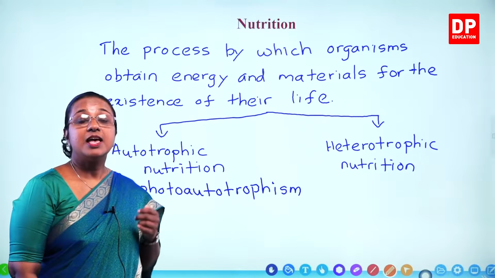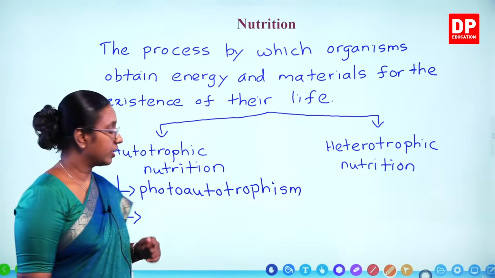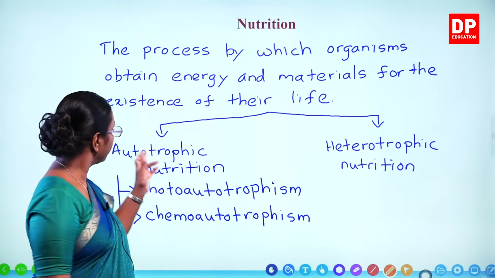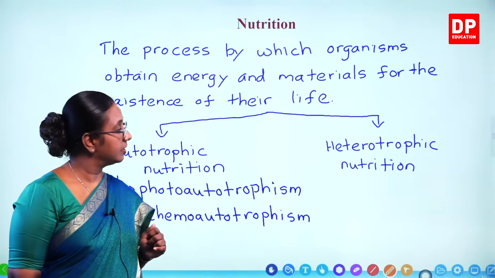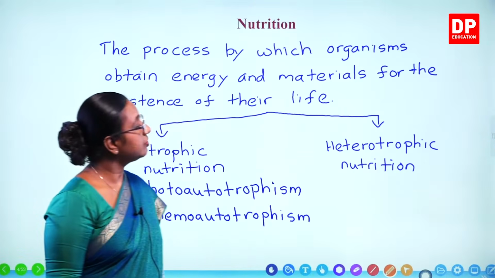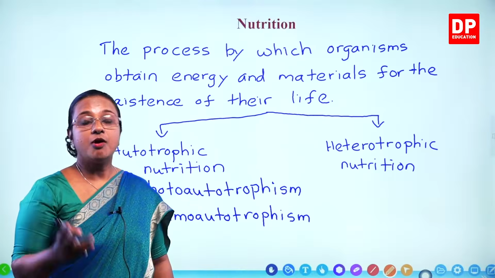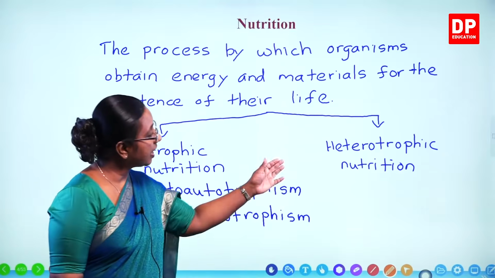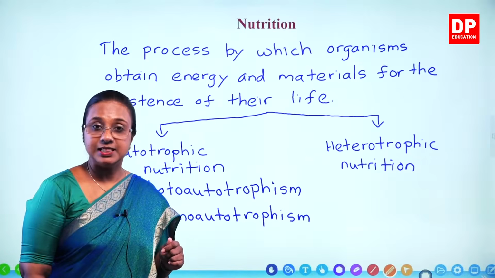Then they are known as chemoautotrophic organisms. So, that process is chemoautotrophism. So, these are the two main methods of autotrophic nutrition. There are different heterotrophic nutrition modes. You all know about the herbivores, carnivores and omnivores. But I am not going to go into detail there.